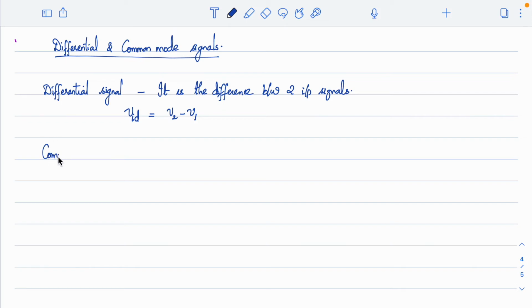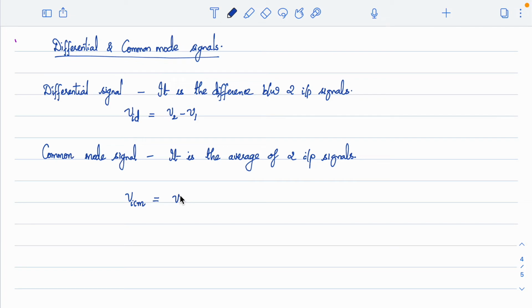Now, the common mode signal is the average of two input signals. So how will I represent that? Differential is marked as Vd. Common mode I will mark as Vcm. Since it is an input, I will mark it as Vicm. And to represent the common mode version of the two voltages V1 and V2, I can mark it as V1 plus V2 divided by 2.